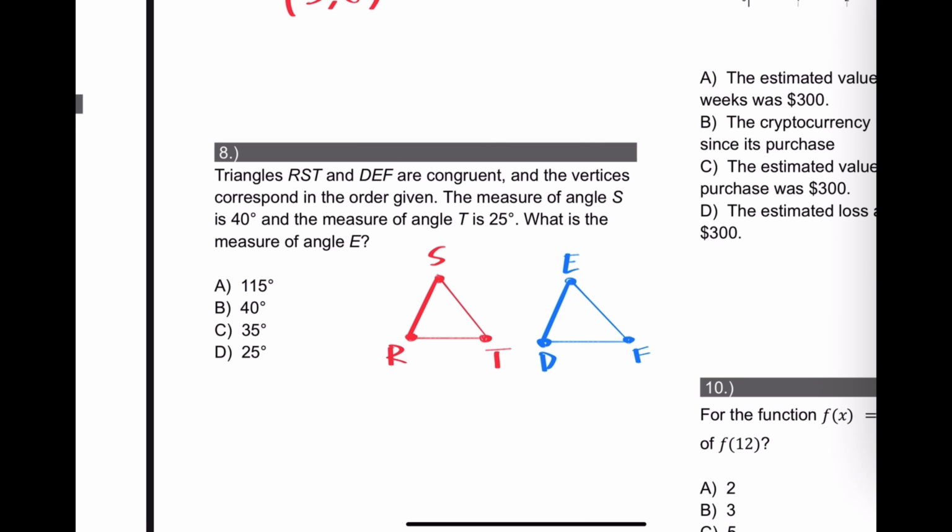Triangles RST and DEF are congruent, and the vertices correspond to the order given. The measure of the angle S is 40 degrees, and the measure of the angle T is 25. What is the measure of angle E?